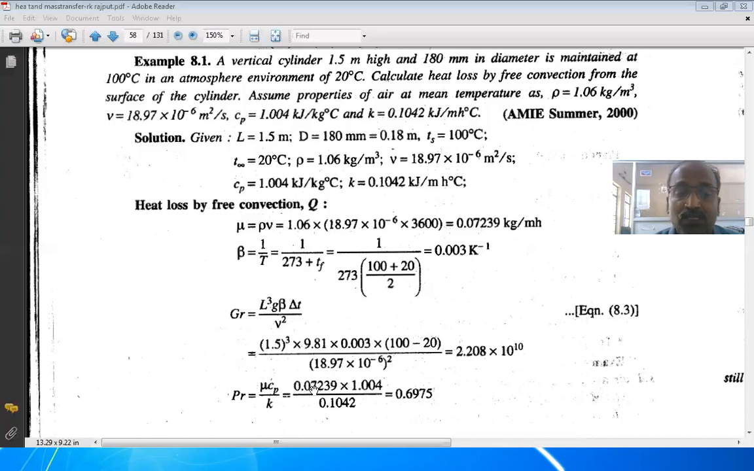So naturally, mu is the dynamic viscosity, 0.07239, into Cp. What is Cp? Specific heat, 1.004 kilojoules per kg. And thermal conductivity is 0.1042 kilojoules per meter hour. So the Prandtl number amounts to be 0.6975.